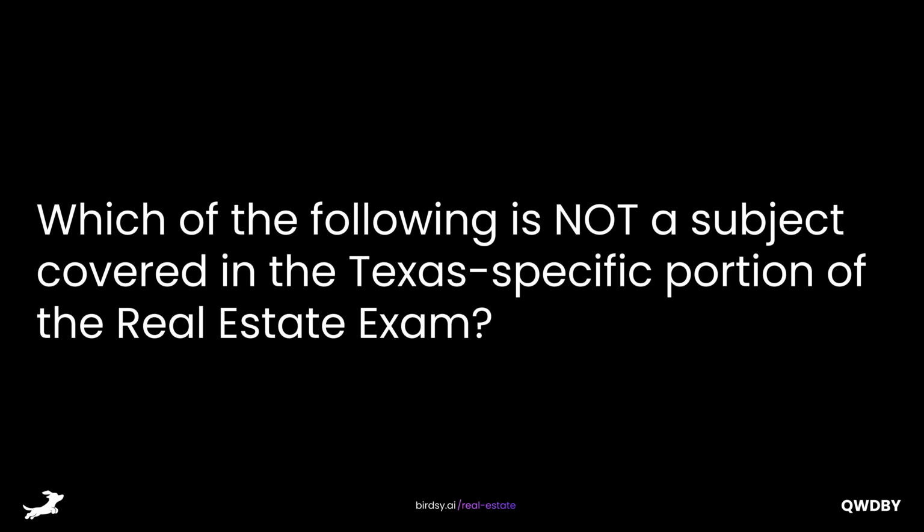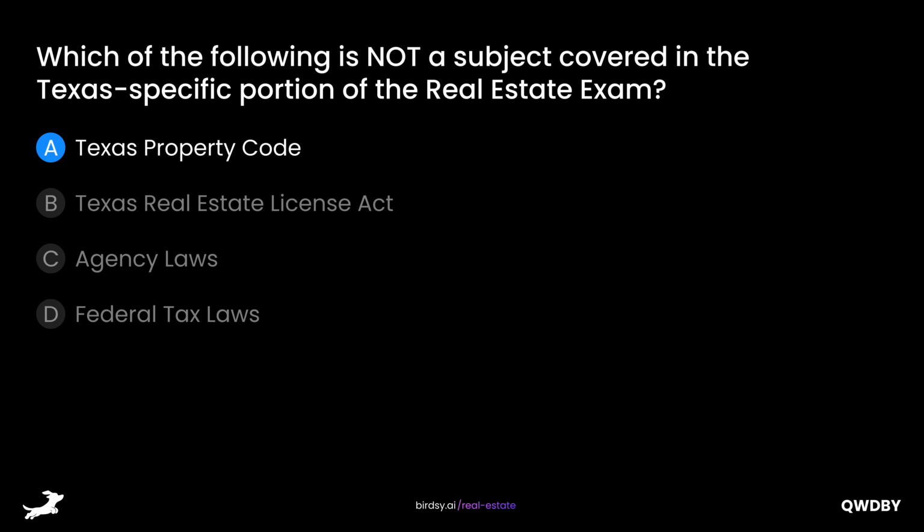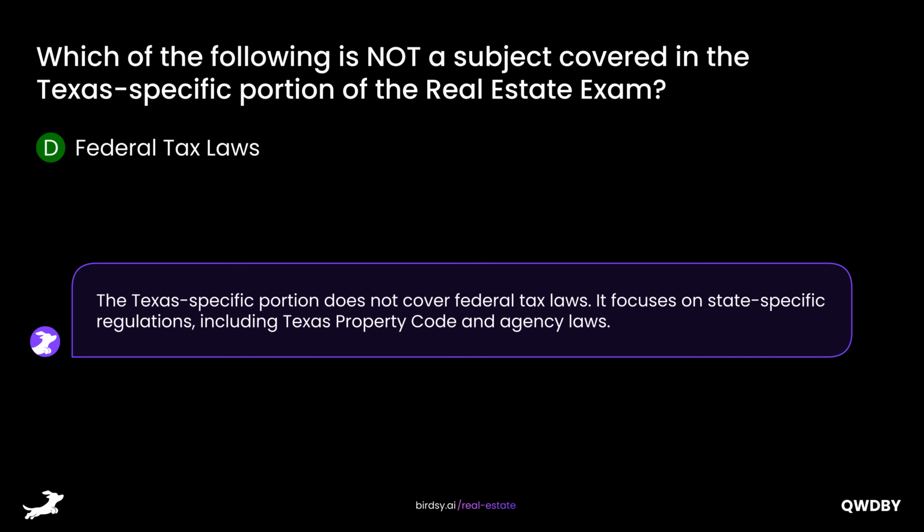Which of the following is not a subject covered in the Texas-specific portion of the real estate exam? Is it A, Texas Property Code, B, Texas Real Estate License Act, C, or D, federal tax laws? The answer is D, federal tax laws. The Texas-specific portion does not cover federal tax laws. It focuses on state-specific regulations, including Texas Property Code and agency laws.